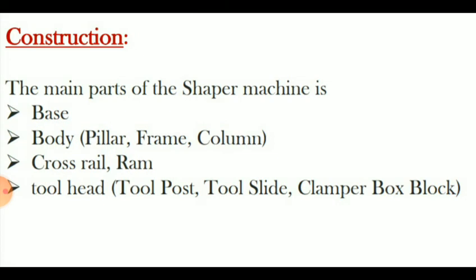So regarding the construction, we will see the parts of the shaper and its function. The main parts of the shaper machine are base, body, cross rail, ram, and tool head. The tool head consists of tool post, tool slide, then clapper box block.